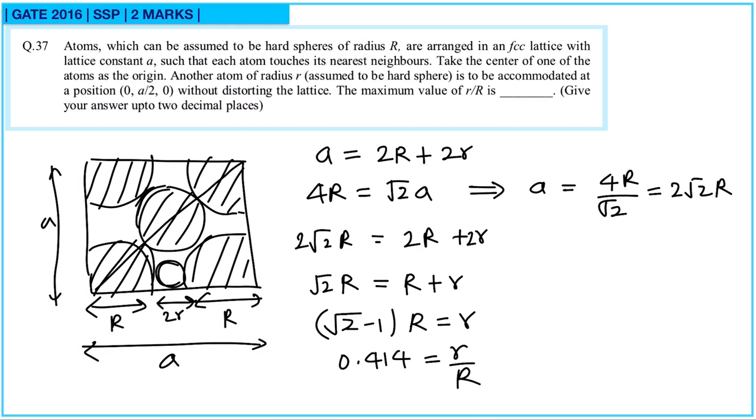So the maximum value of r by R up to 2 decimal places will be 0.41. For this question, the answer range was 0.40 to 0.42. Next question.